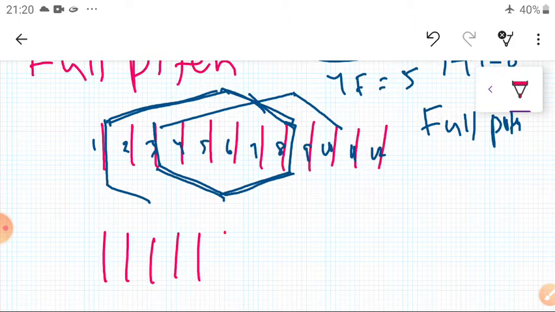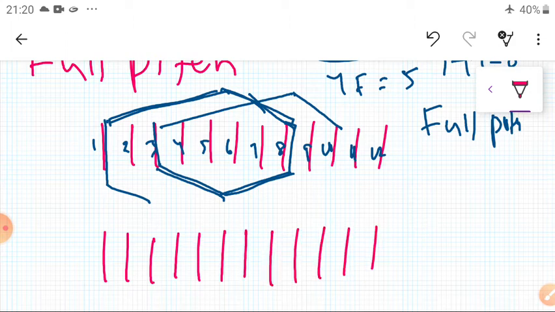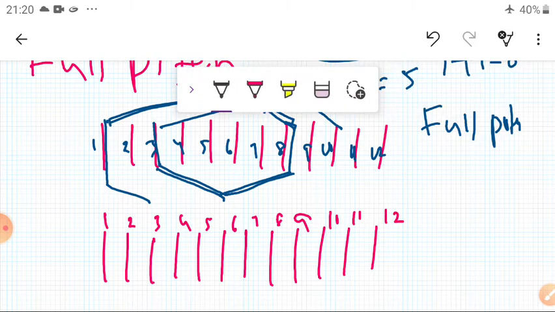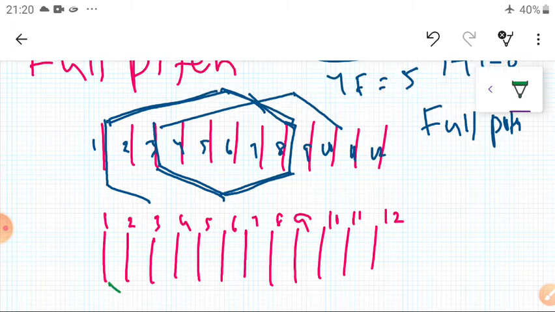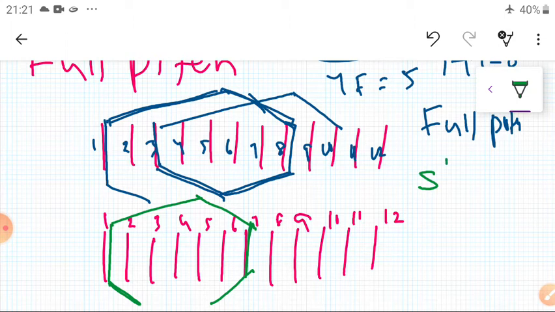Same thing here: slots 1, 2, 3, 4, 5, 6, 7, 8, 9, 10, 11, 12. Now, what happens here? Suppose I place the first slot here. Now, instead of placing in the 8th slot, I place it only in the 7th slot. This type of winding is a short pitched coil. That means here the winding pitch is less than the pole pitch. The pole pitch is equal to the 8th slot, but I placed it only in the 7th slot.